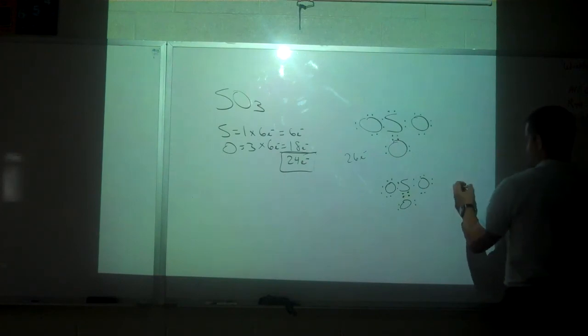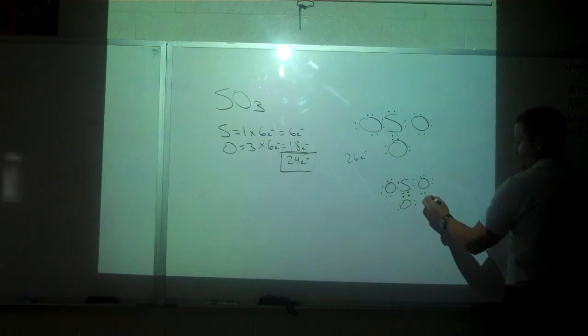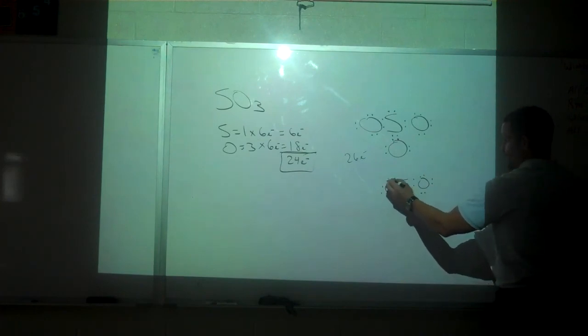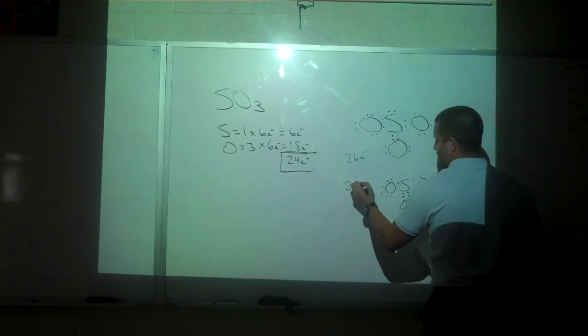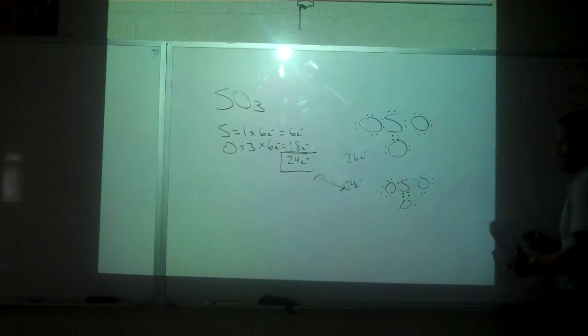Now, also, just double check this again. 2, 4, 6, 8, 10, 12, 14, 16, 18, 20, 22, 24. I have 24 here. I have 24 there. That's why you have to do that, guys. You have to double check these things.